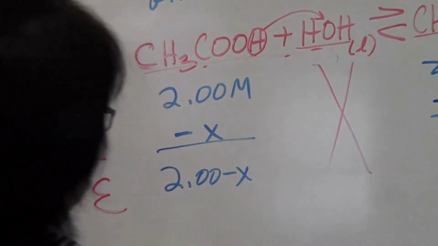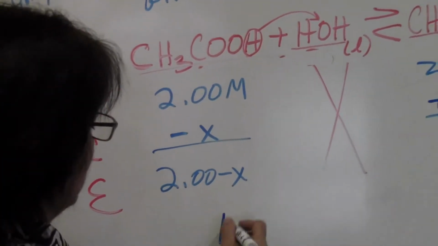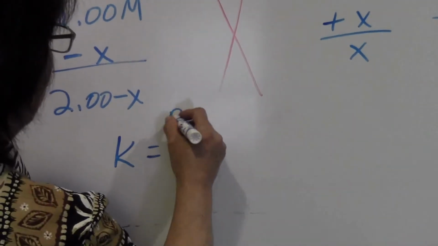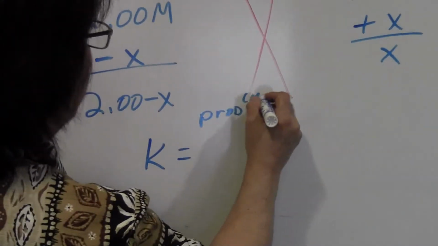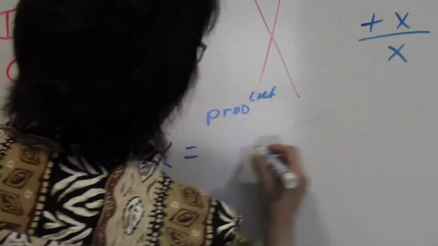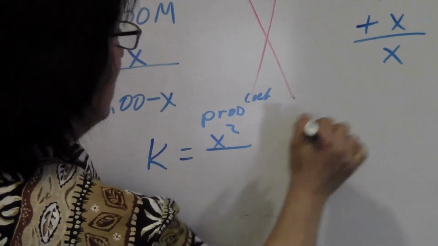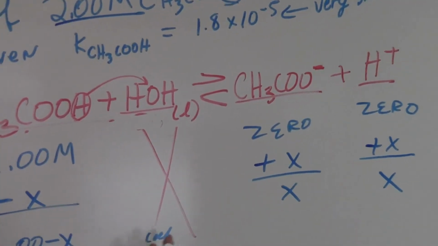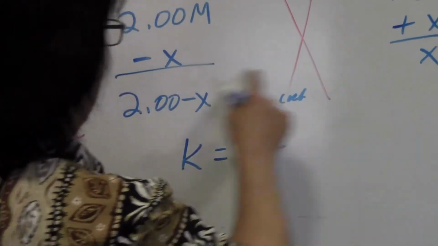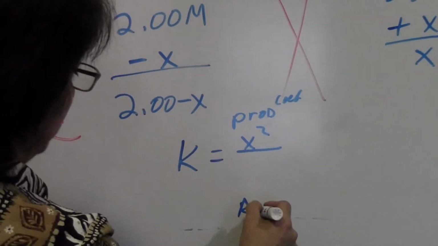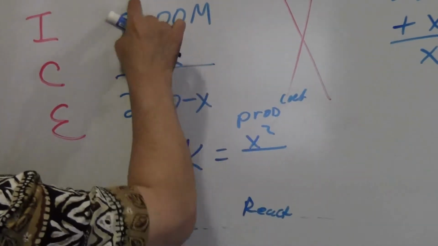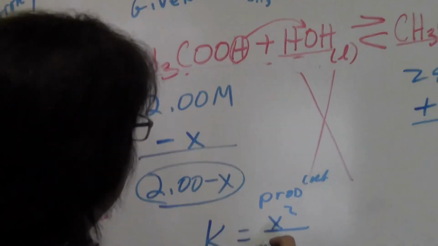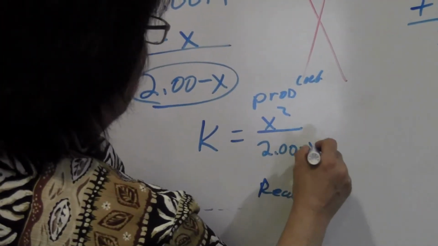So let's write our K expression, because you need the chart and you need the K. We're going to write the products raised to their coefficients on top. X times x is x squared. There are no coefficients here that we had to put in. We're going to put that over our reactant, CH3COOH, and that equilibrium concentration is 2.00 minus x.